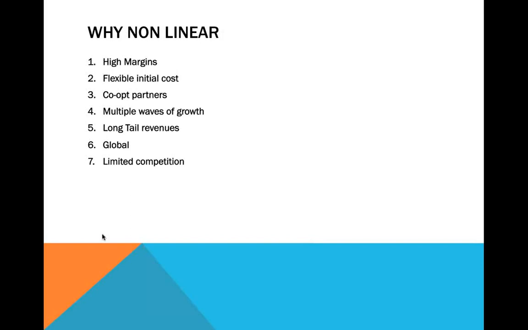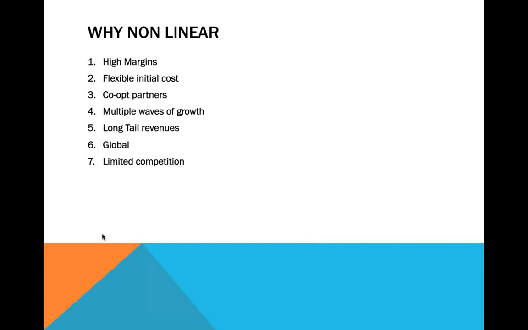The fifth is you have long tail revenues, which are always exciting because that's what drives a lot of value and valuation in a business. The sixth is it's a global footprint. You're actually not focusing on a very local business. You're focusing on a global business at some stage. You don't have to start there. You can start very locally, but you're thinking about building something very global.